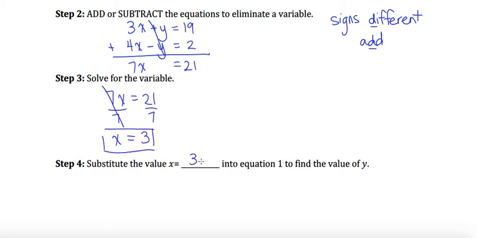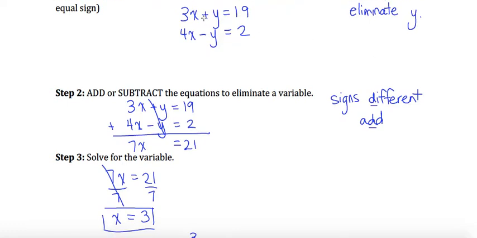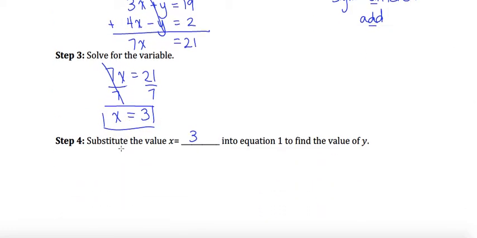And now I'm going to substitute that into one of my equations from step number 1 to find the value of y. And as I said before, it doesn't matter whether we're putting it in the first equation or the second equation. In our first example, we put it in the first equation, so let's put it into the second equation. Second equation has smaller numbers, so it might be a little bit easier to solve. So I'm going to use my 4x take away y is equal to 2 equation. And I'm going to substitute the value of 3 into the place of my x. And I'm going to solve for y.